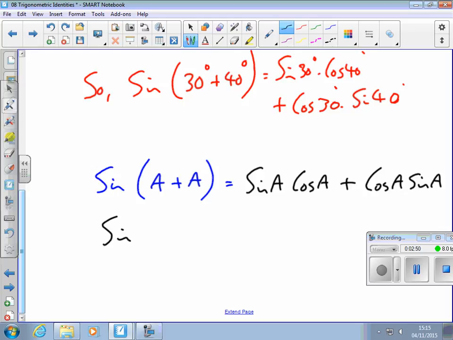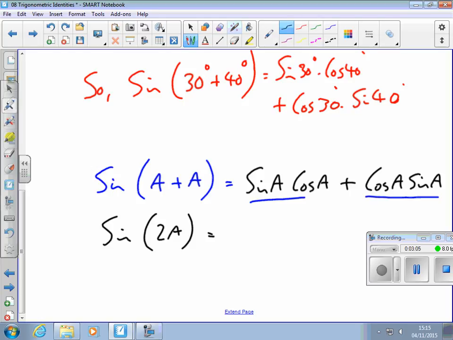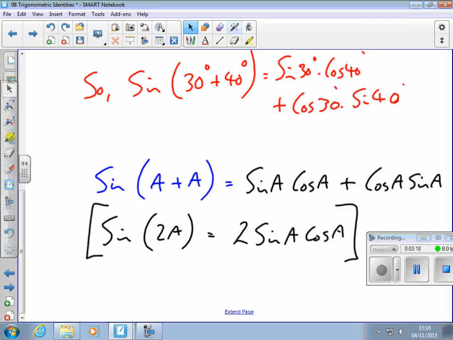But the sine of A plus A surely is the sine of 2A. A plus A is 2A. And if we look at these, sine A cos A and cos A sine A, they are exactly the same. So it's two lots of sine A cos A. And that's another identity. The sine of 2A equals 2 sine A cos A. And that actually is sometimes used in integration techniques in calculus. Another identity that we can come up with using these compound angle formulae.